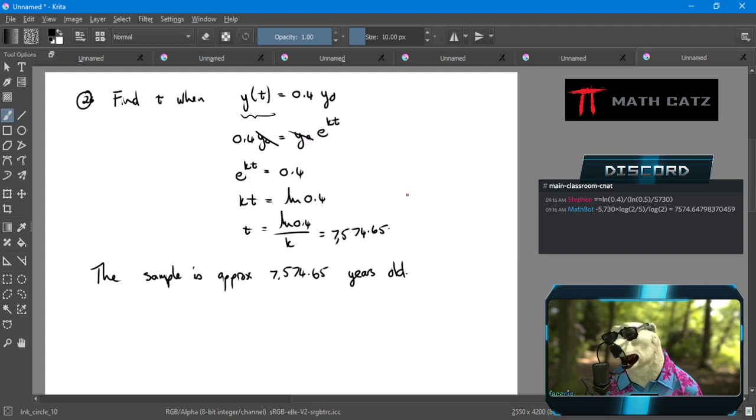All right, we will end it there for now. That gives us a good variety of questions for basic radioactive decay questions.